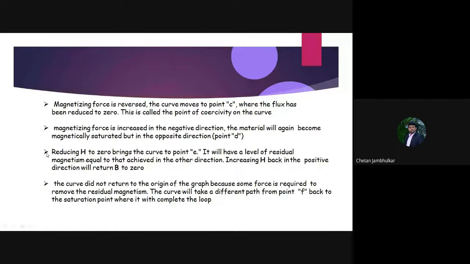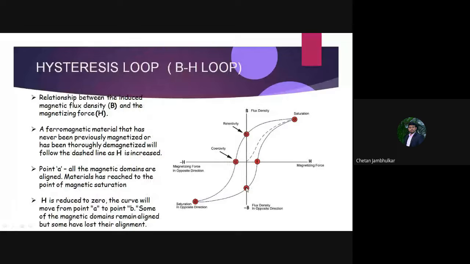Then reducing H to 0 brings the curve to point E. It will have a level of residual magnetism equal to that achieved in the other direction. Increasing H back in the positive direction, the curve returns toward B being 0. Here H is 0, and some negative B is there, and then again it reaches the position where H is 0 and B is also 0.